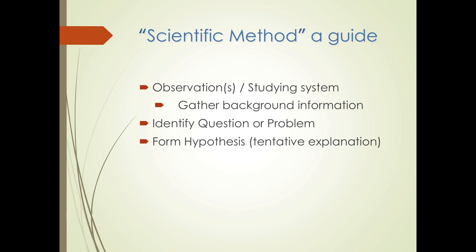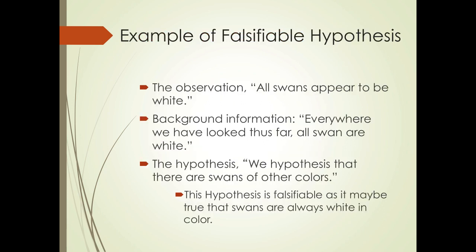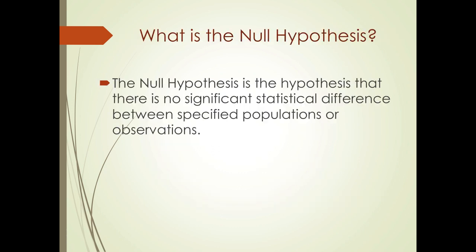You then want to form a hypothesis. A hypothesis is a proposed explanation for a phenomenon being studied. A scientific hypothesis needs to be testable and falsifiable. Falsifiability means that the hypothesis has a possibility of being wrong. This prevents us from drawing conclusions in the absence of evidence. So our hypothesis would be, we hypothesize that there are swans of other colors. This hypothesis is falsifiable as it may be true that swans are always white in color, and we may not find any swan that is of any other color.